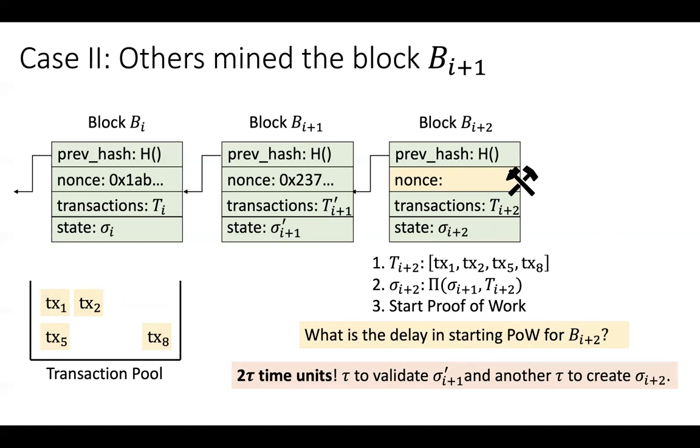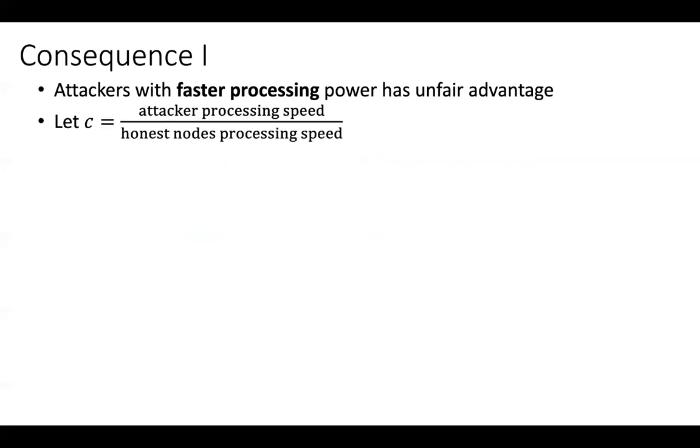So what goes wrong if we use larger tau in Ethereum? The first consequence of using a larger tau in Ethereum is that the attackers with faster block processing or transaction execution power get an unfair advantage. To see this more concretely, let's define a parameter C, which is defined as the ratio between the attacker's processing speed and the honest node's processing speed.